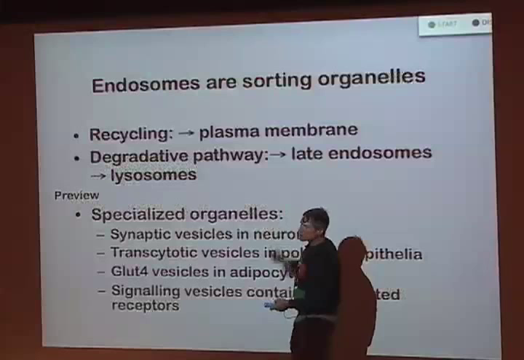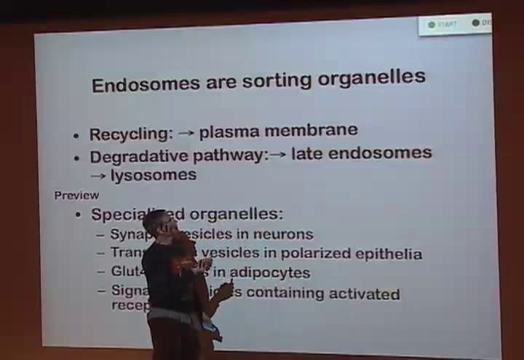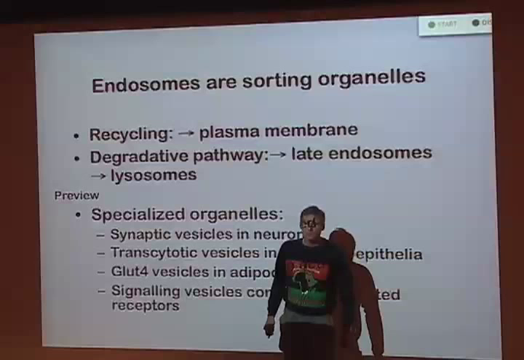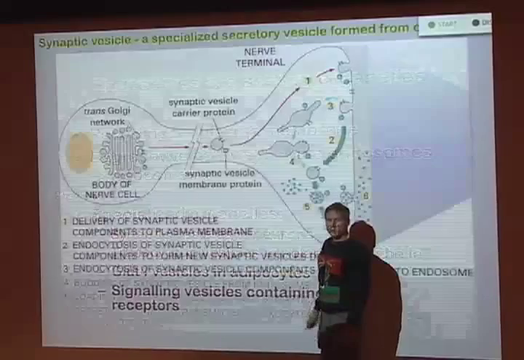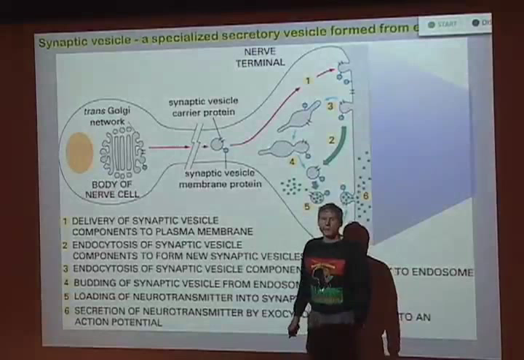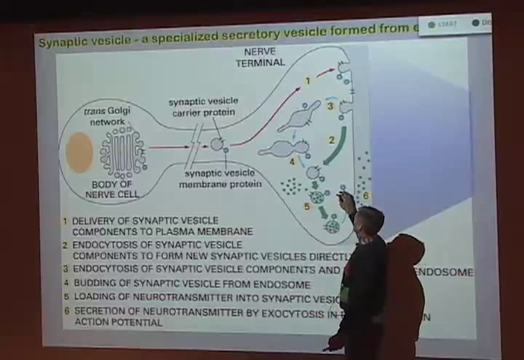Endosomes are sorting organelles. From the early endosomes, you can recycle back to the plasma membrane or go to late endosomes and lysosomes. In addition, synaptic vesicles are formed from endosomes. So you should study this diagram in your book to learn how synaptic vesicles are formed from endosomes.